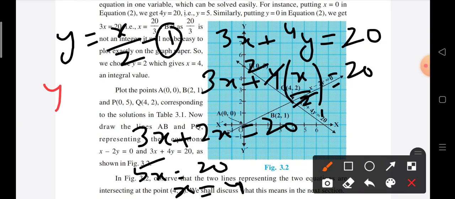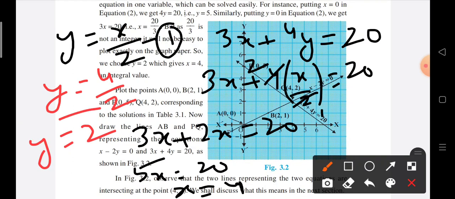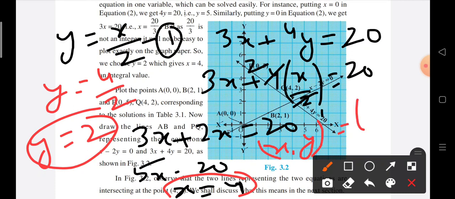So we are substituting this, x is equal to 4. So the y value we get is 2. So we are again getting the same solution, that is x comma y is equal to 4 comma 2. So this is algebraically and that is graphically. We are getting the same solution.